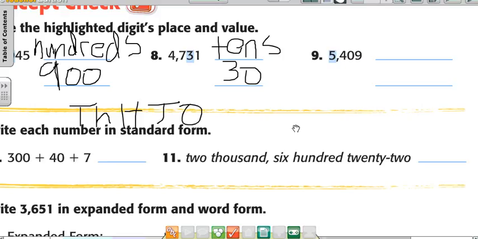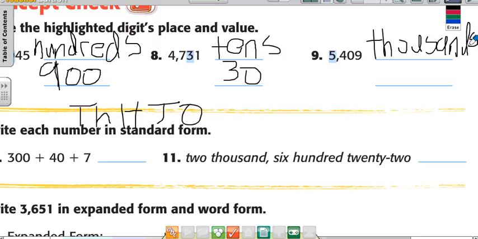What value is the 5? What place again? Thousands, correct. Now, what value does it have? 5,000. So I just write the 5 and how many zeros? 3.